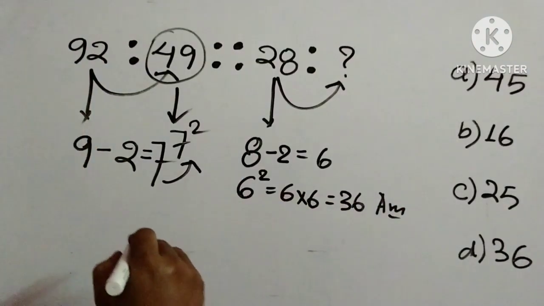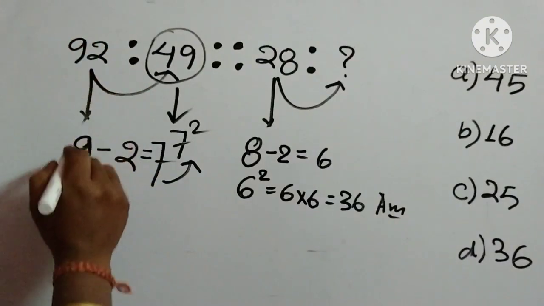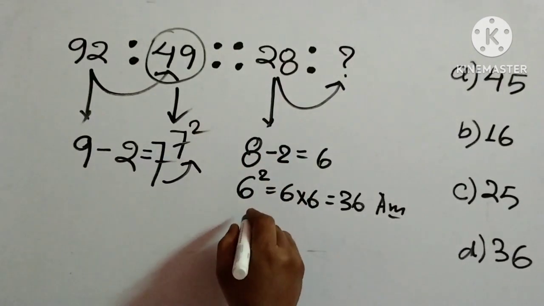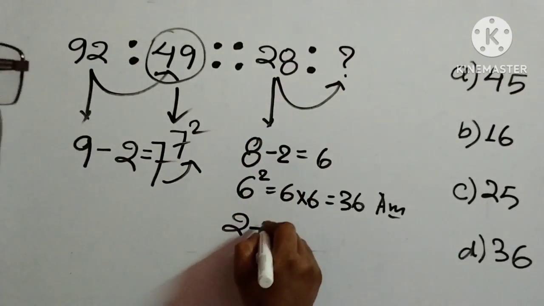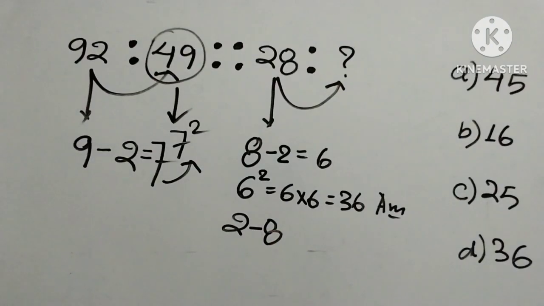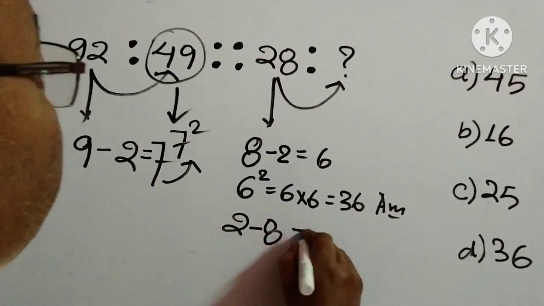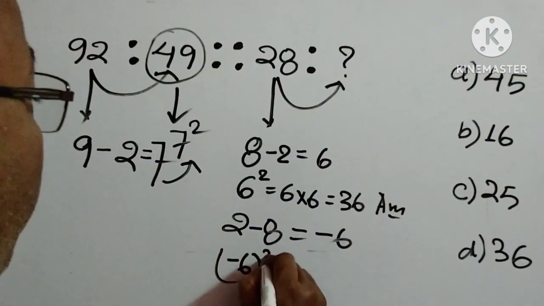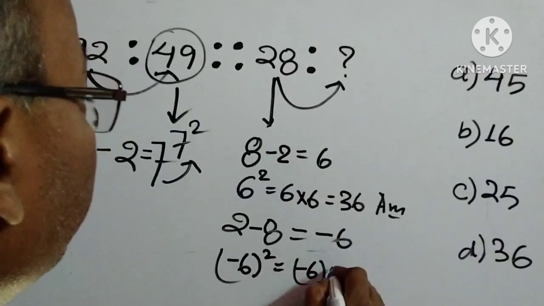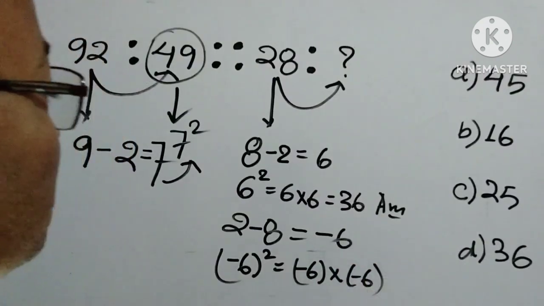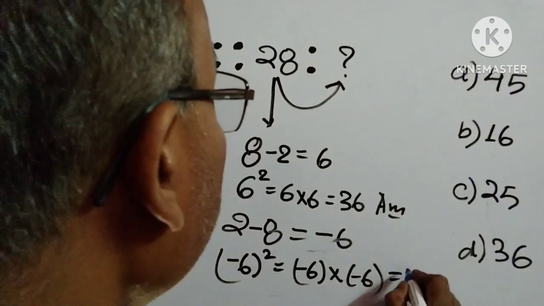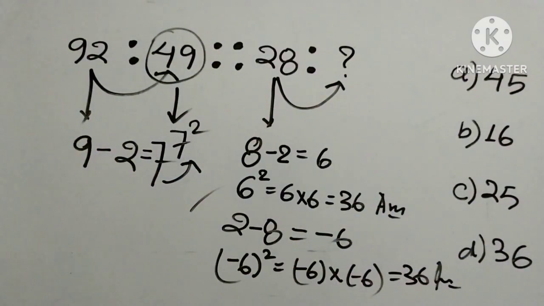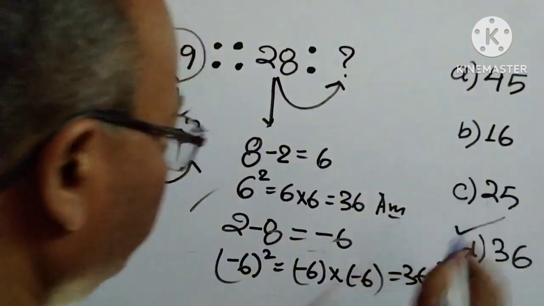Many can raise the question: here it is 9 and 2, and I have subtracted 9 minus 2. So here with 28, why have I done 8 minus 2? Won't it be true if I do the other way? Yes, in this way also you can proceed. So 2 minus 8 is what? Minus 6. Now you square it. Minus 6 square means minus 6 into minus 6, so a positive result will come. So here also it will come 36. So both the processes are correct, and you can adopt any process. So the answer is option D.